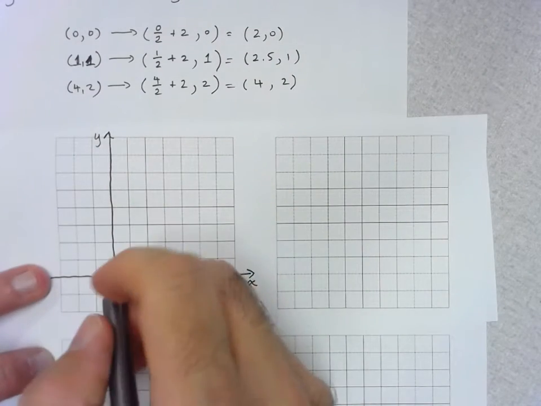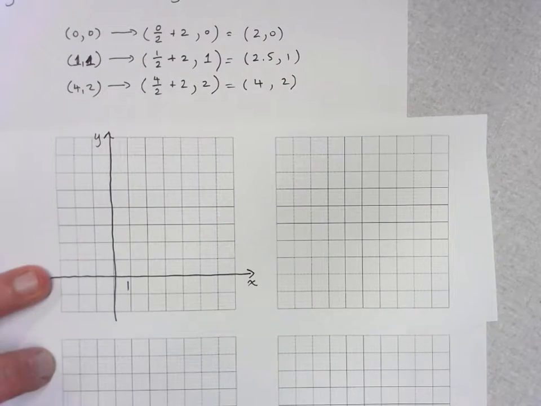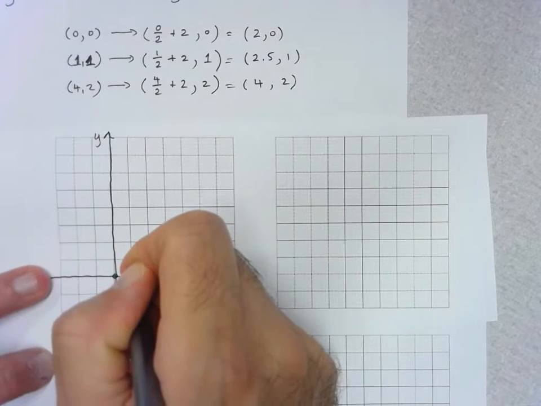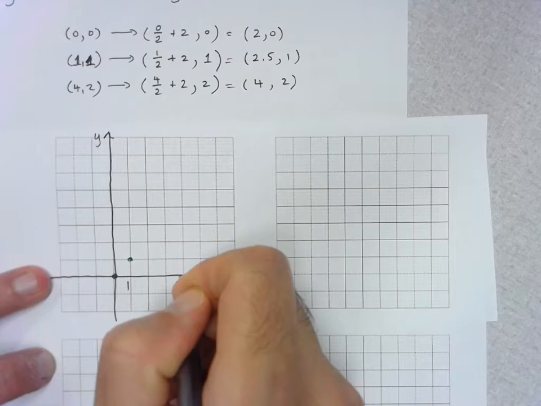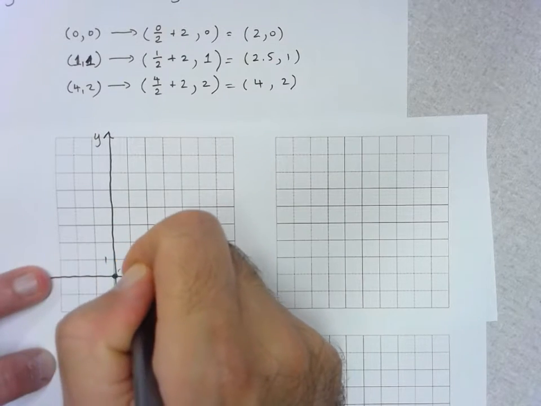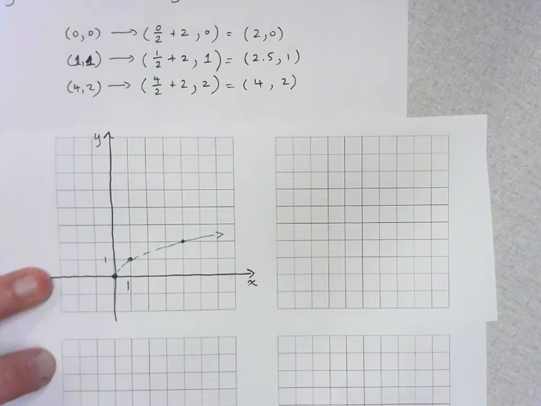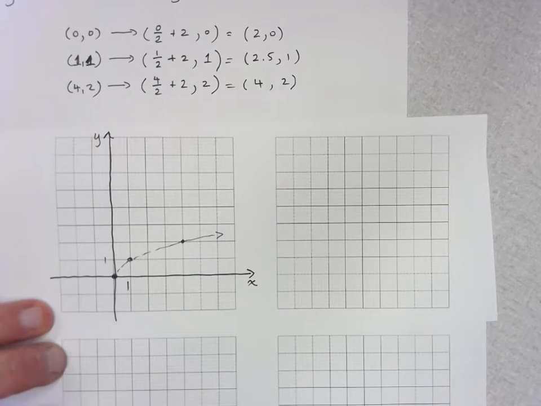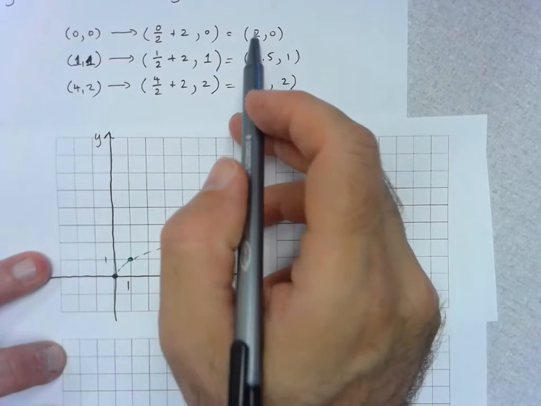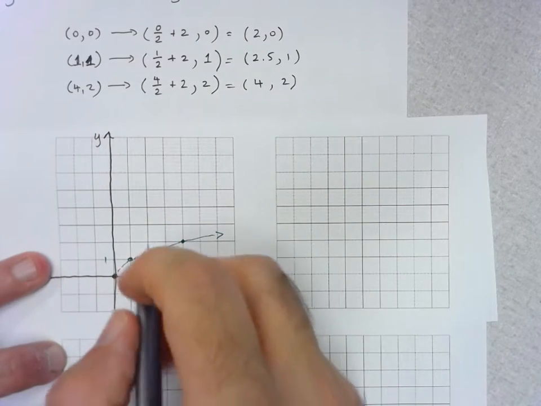So if you wanted to, you could draw the parent function, root x, so 0, 0, 1, 1, 4, 2. That'll also be 1, 2. So if you wanted to draw your parent function first, eventually you won't need to do that, but at first you might want to do that. And so now we're going to draw our 3 points. So we've got 2, 0.